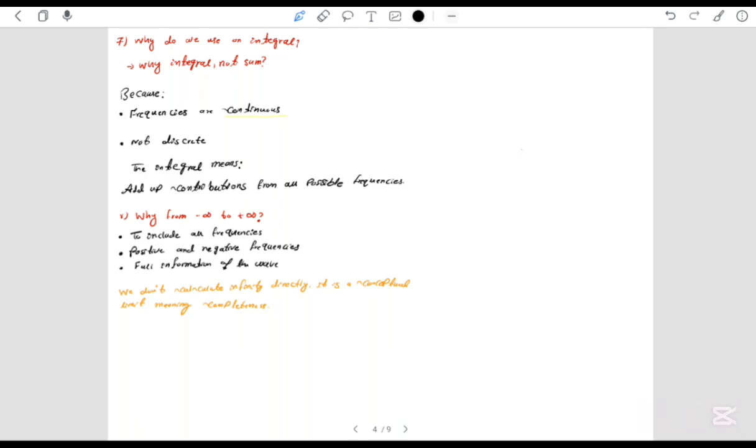Why from negative infinity to positive infinity? Why do we write the integration from negative to positive infinity? Because we want to talk about all frequencies, right? To include all frequencies, positive and negative, gives the full information of the wave. One key point: we don't calculate infinity directly. It is a conceptual limit, meaning completeness, right?